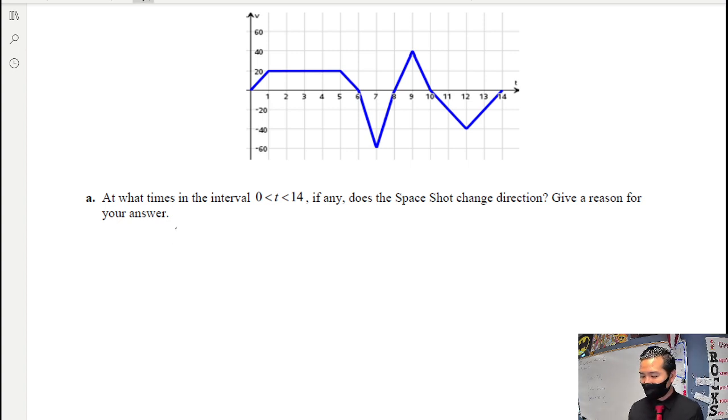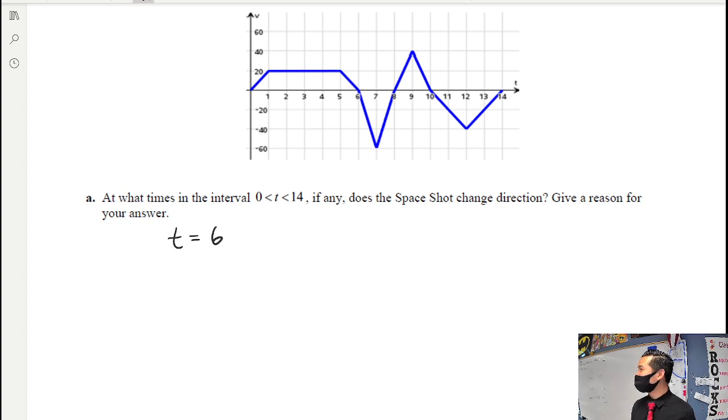When does this thing change directions? T equals what? Wait, at the beginning, when we count from where it starts... Nah, it just started moving. So it's not changing directions, it just started moving at 0. What do you think? Devin, what do you think? Give me one that's in your mind. I got T equals 6.